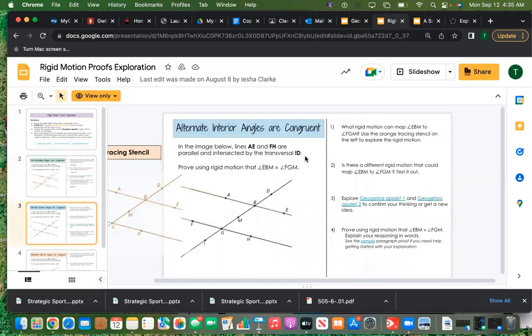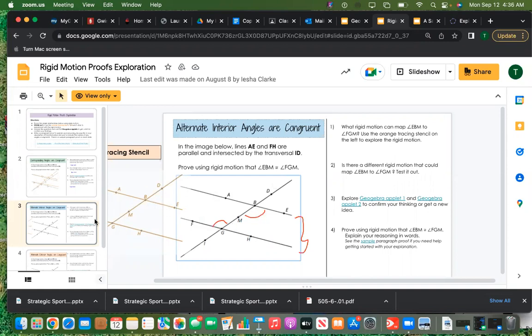Okay. Let's talk about alternate interior angles. What rigid motion can map EBM to FGM? Now remember, alternate interior are inside, and across the transversal. So what happened from here to here? Well, let's look at our little GeoGebra output. Actually, let's use EBM to FGM. How can we transform from this to this?